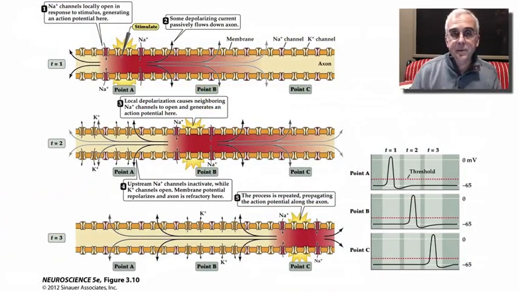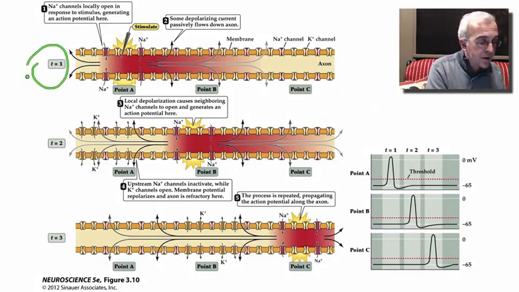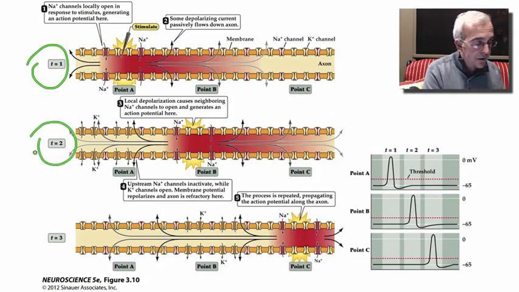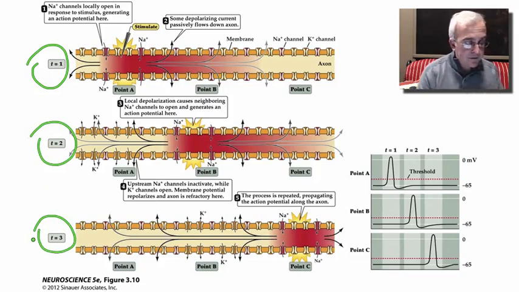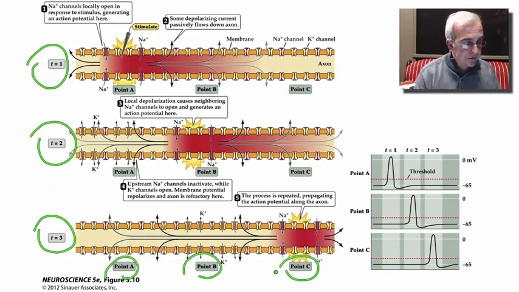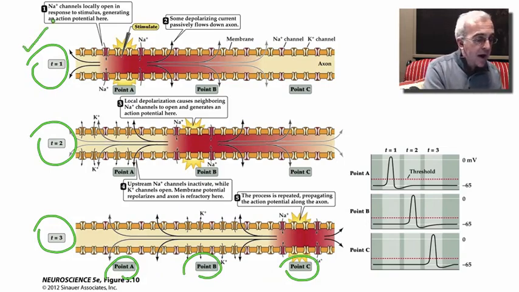Okay, this is a bit of a busy figure from your textbook, figure 3.10, but I think it illustrates quite nicely the basic phenomenon that we want to consider. Let me just set up this figure for you just a little bit. So we have 3 moments in time that are illustrated, time 1, time 2, and time 3. And then we have 3 locations along the length of the axon that are illustrated, point A, point B, and point C. So let's begin at time equals 1 and point A.